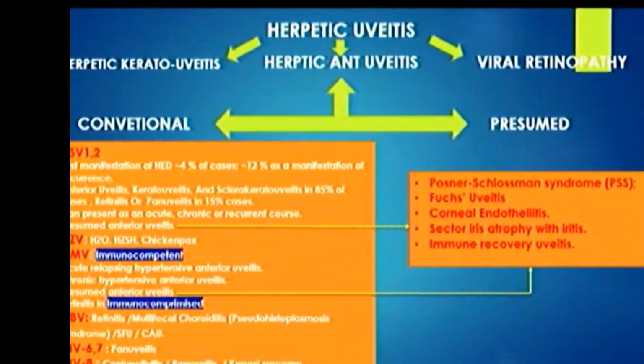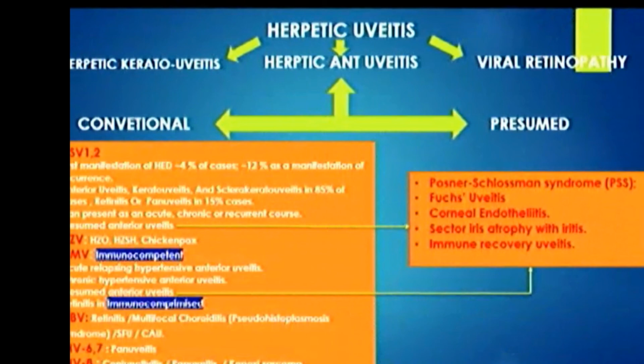But herpes simplex can also present as a presumed anterior uveitis. Using PCR, we can isolate herpes simplex viruses in Posner-Schlossman, in Fuchs, and also in endotheliitis, and also in idiopathic hypopigmentation of the iris. Many papers in the literature have isolated the herpes simplex virus. Varicella zoster can also cause a chronic anterior uveitis, in addition to shingles and other diseases.